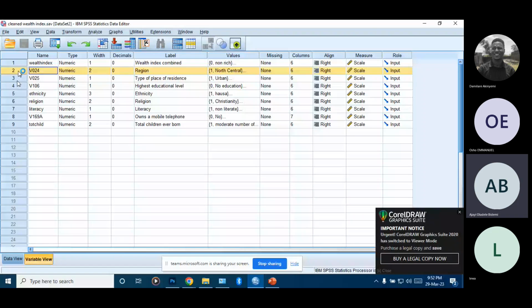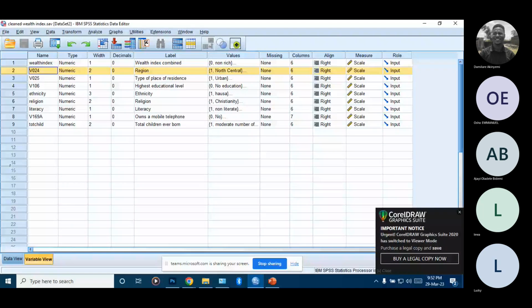Okay, and the place of residence. Say I live in Ilorin, and some other person says he lives in London. You will immediately say the person living in London is richer than me, because we already know the place of residence can determine this. So our place of residence is also here, urban and rural.